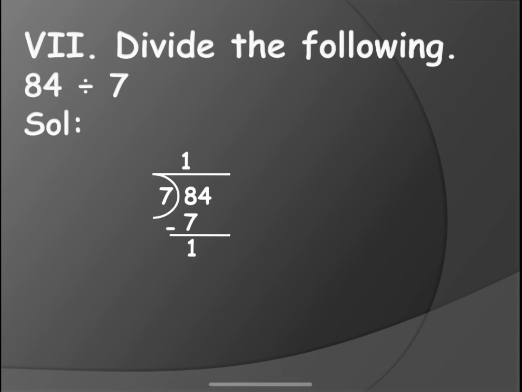Now you have to bring down this 4. We have only solved 8, isn't it? Now you have 4 here. That 4 you have to bring down like this, and that becomes 14. Now check whether you have 14 in the 7 table or not. Yes, you have, isn't it? 7 twos are 14, isn't it? 7 into 2 is equal to 14, isn't it?